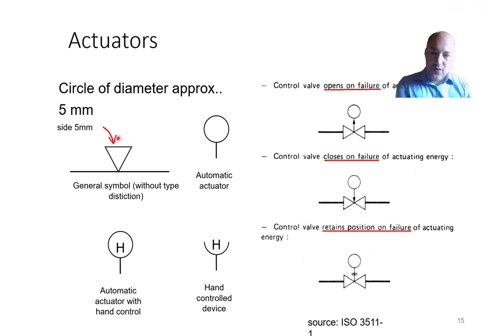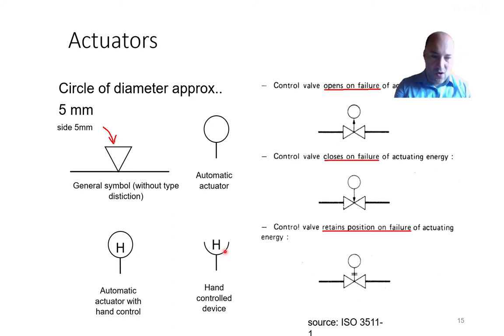The general symbol, if you do not distinguish any specific type in the diagram, is a triangle like this, which has a side of about 5 millimeters. And then with some letters you can specify the actual function of your actuator. For example, if it's a circle like this, the circle is telling me that this is an automatic actuator, and the letter H is telling me that it also has hand control. So if the power fails, I can go to the actuator and manually operate it by hand.